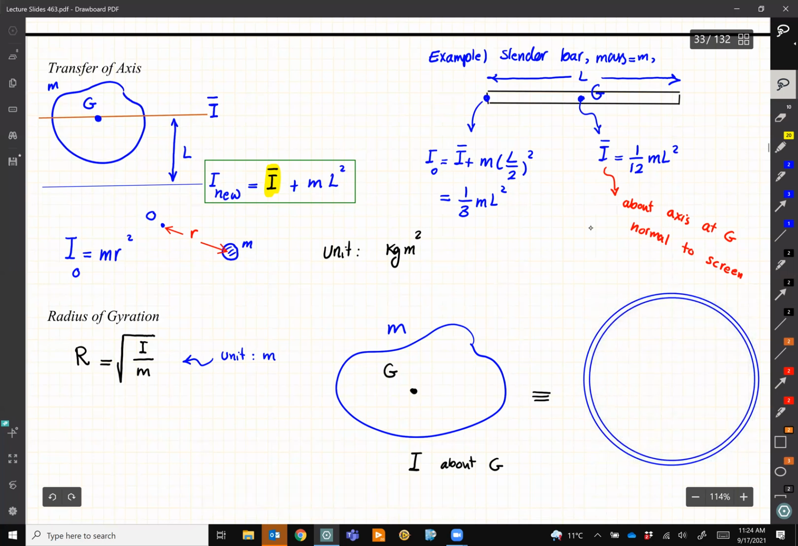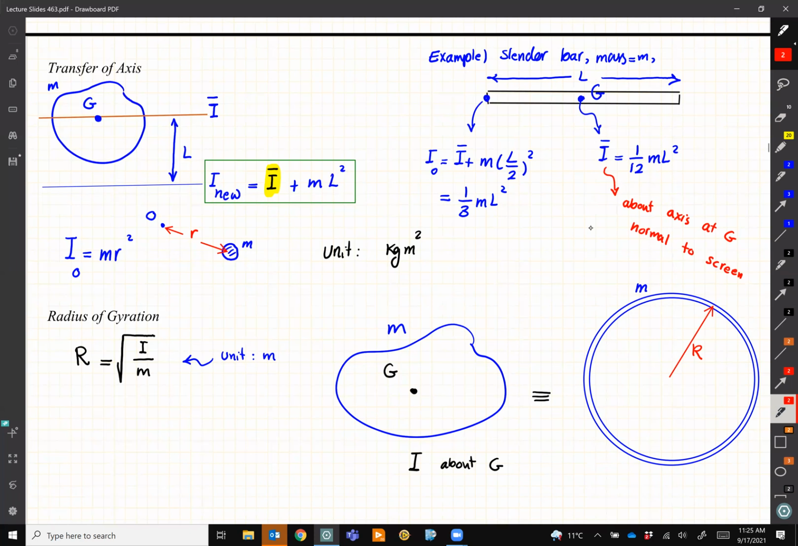Conceptually, we can say, let's say you have a mass, whatever shape it has. It might be a slender bar, it might be a box, it might be a disc or whatever. I would say, what is the equivalent shape, if it is in the form of a ring that has the mass M and radius R, and these two have the same mass moment of inertia. So now this R is the radius of gyration.